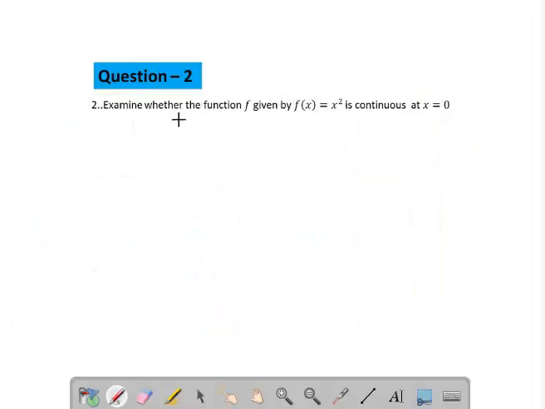So the next question: examine whether the function f given by f of x equals x squared is continuous at x equals 0. So here the c value is 0. Again we're going to write down the function, f of x equals x squared.